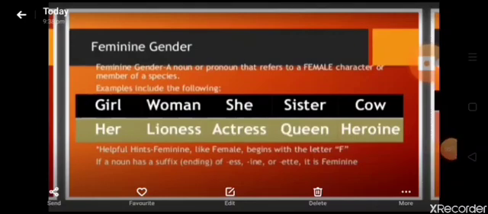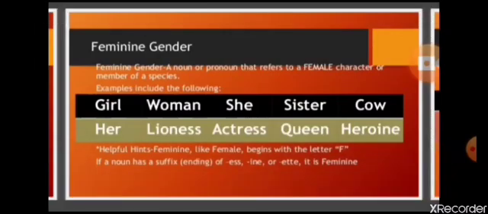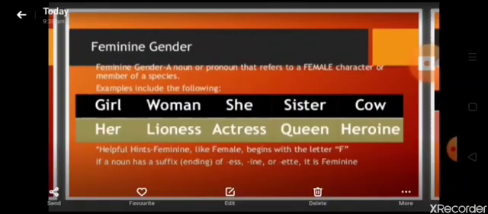Feminine nouns are words for women and girls and female animals. Feminine gender: a noun or pronoun that refers to a female character or member of a species. Examples include the following: girl, her, woman, lioness, she, actress, sister, queen, cow, heroine. A noun that denotes female sex is called feminine gender.